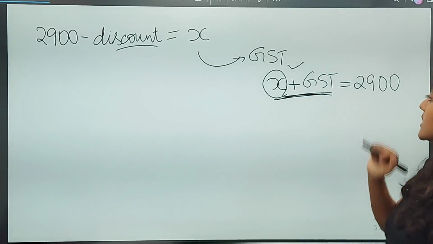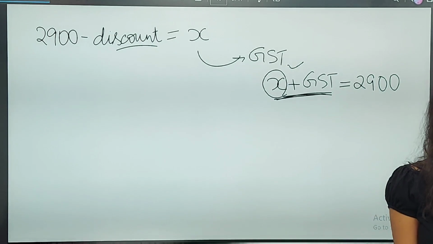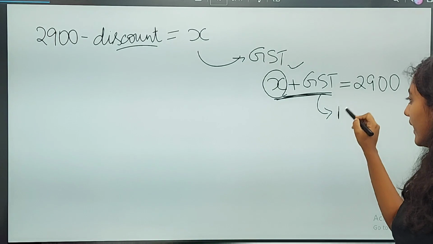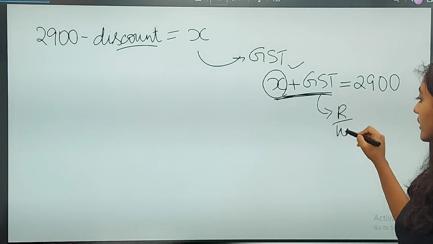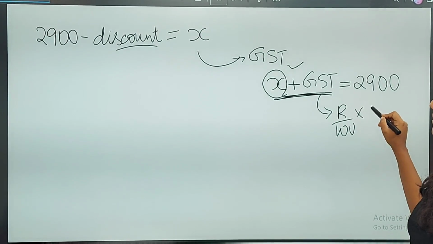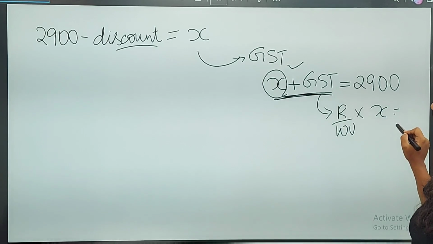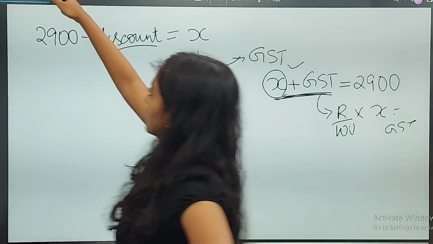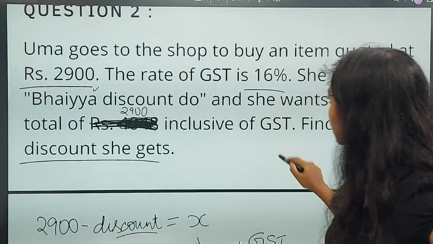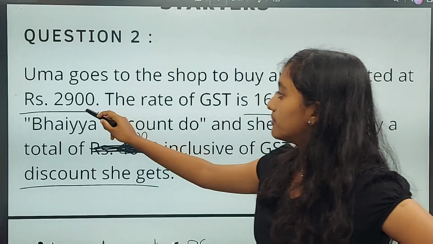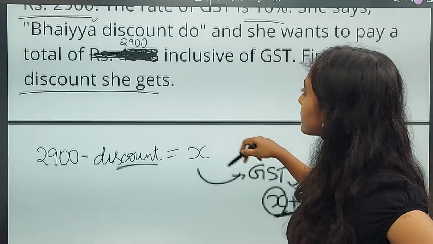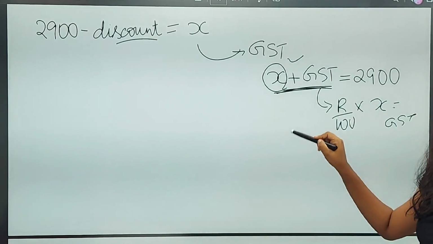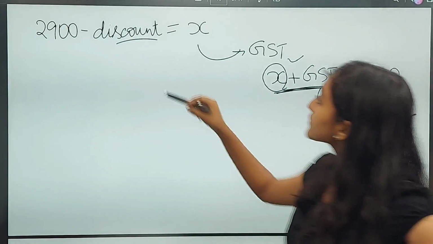Correct? What is GST? Whatever the GST percentage is, into x. Whatever the rate of GST is, rate by 100 into this x value will give the GST. Correct? How much GST was given? GST they're saying is 16% and this total is 2,900 rupees. Okay? So this is the equation which you are formulating.